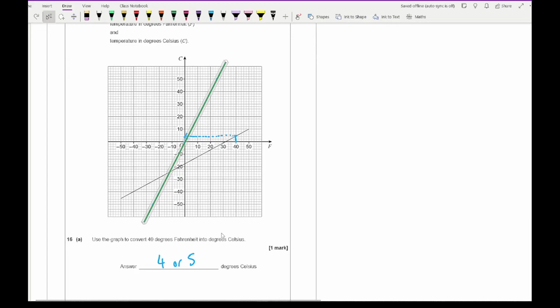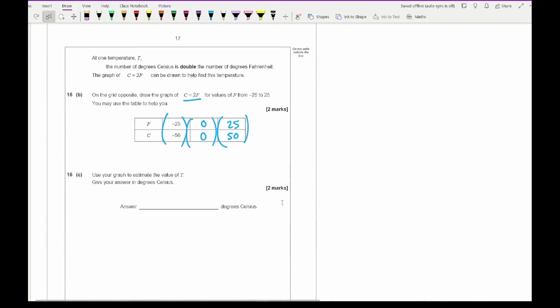Obviously, it doesn't go onto someone else's paper or the desk, but there you go. So the next part then says, use the graph to estimate the value of T. Give your answer in degrees Celsius.